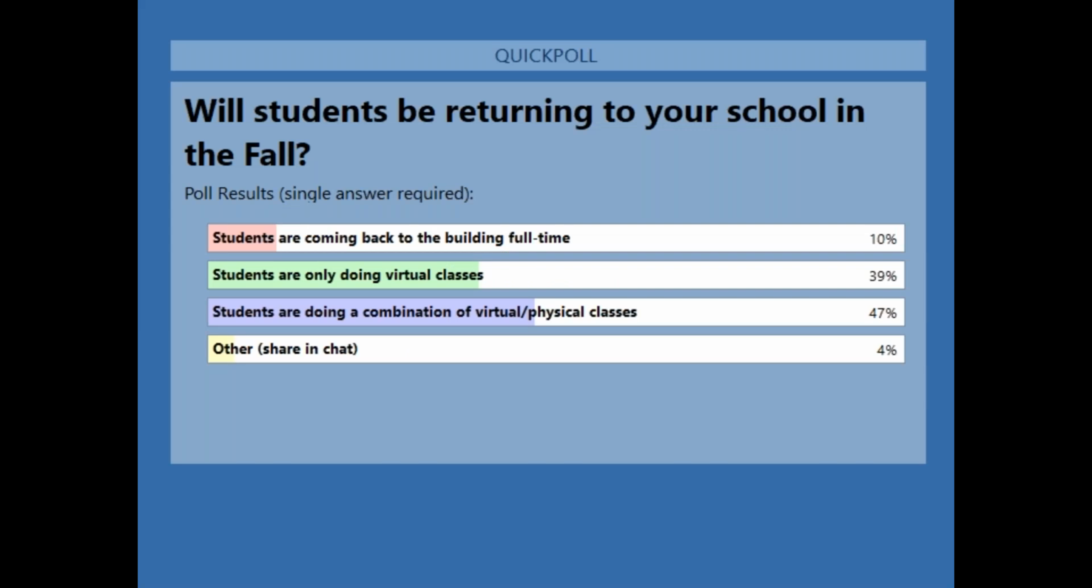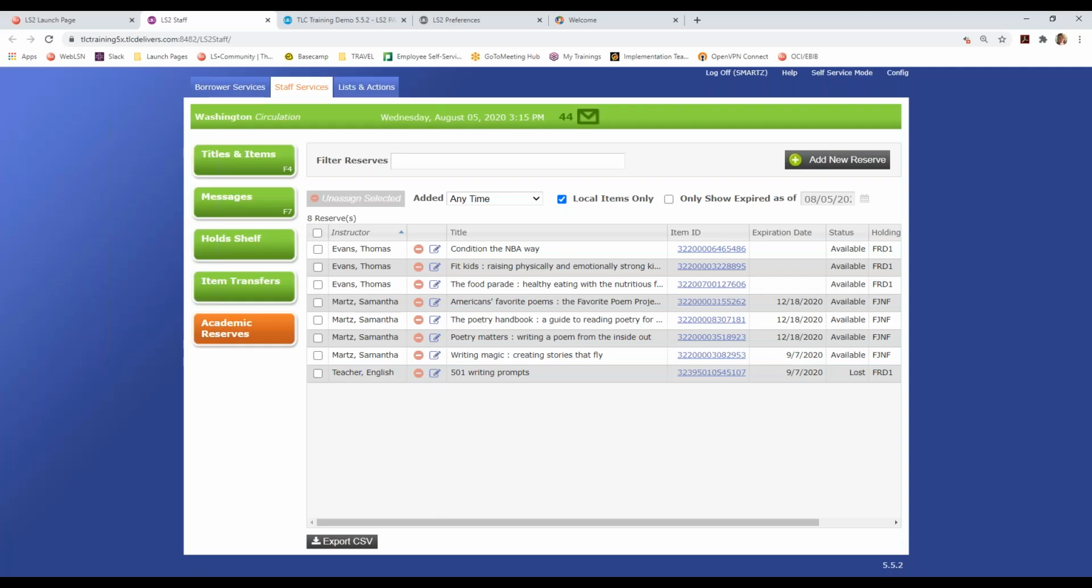All right, and we have our results up. Looks like we're going to be doing a lot of combinations out there, and this will also work well with combinations as well, because I'm going to go on to my next part of academic reserves, which actually is my favorite part of academic reserves, and it's how it can help you manage these unique classroom library setups.